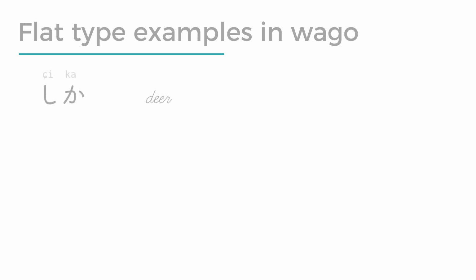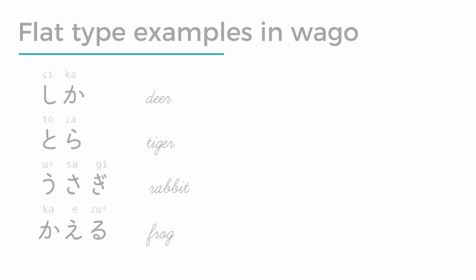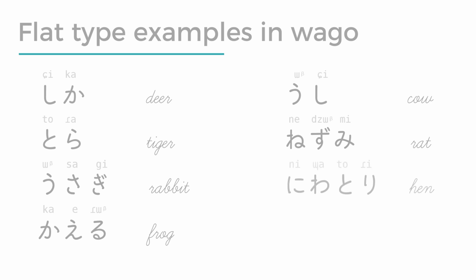Here's some flat type examples in wago or original Japanese words. Shika, tora, usagi, kaeru, ushi, nezumi, niwatori, rakuda. Notice that all these words don't have any accent peak.